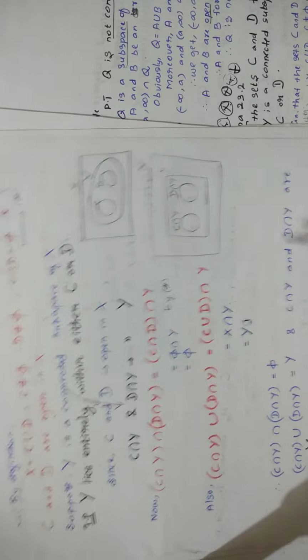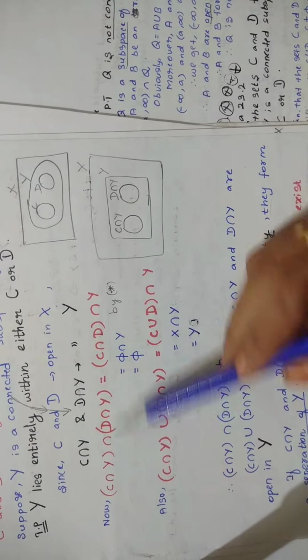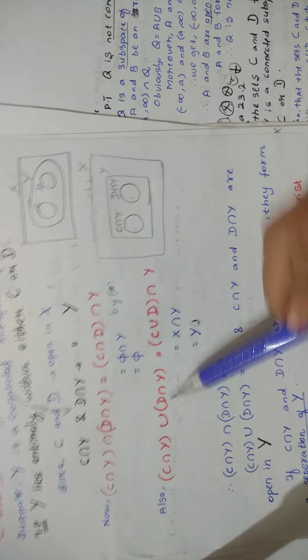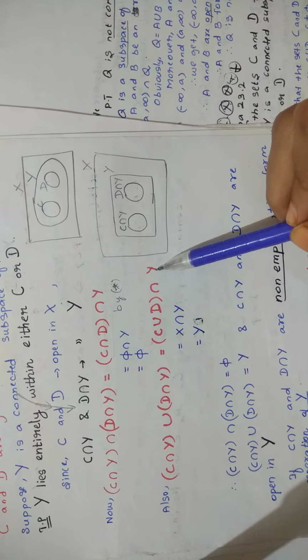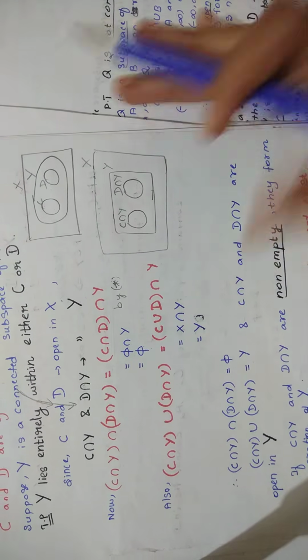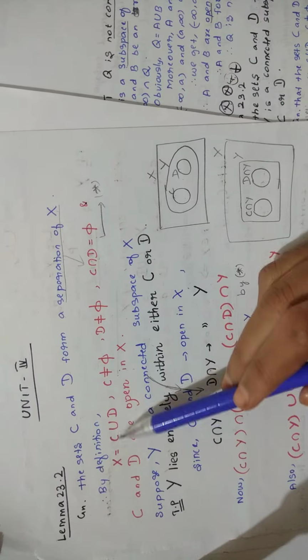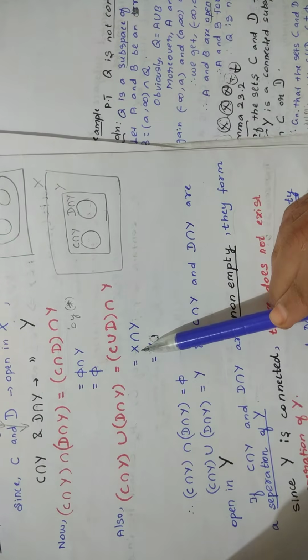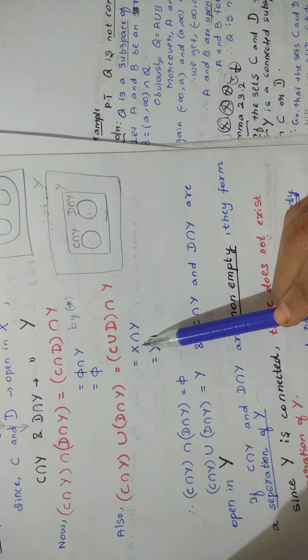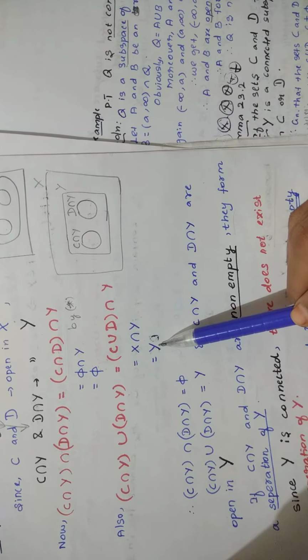Is that clear? Now you are finding the union of these two. So this can be written like this. C union D intersection Y. Now you know the value of C union D. What is C union D? X, right? So just substitute the value X intersection Y. So when you find the value of X intersection Y, you will get Y.